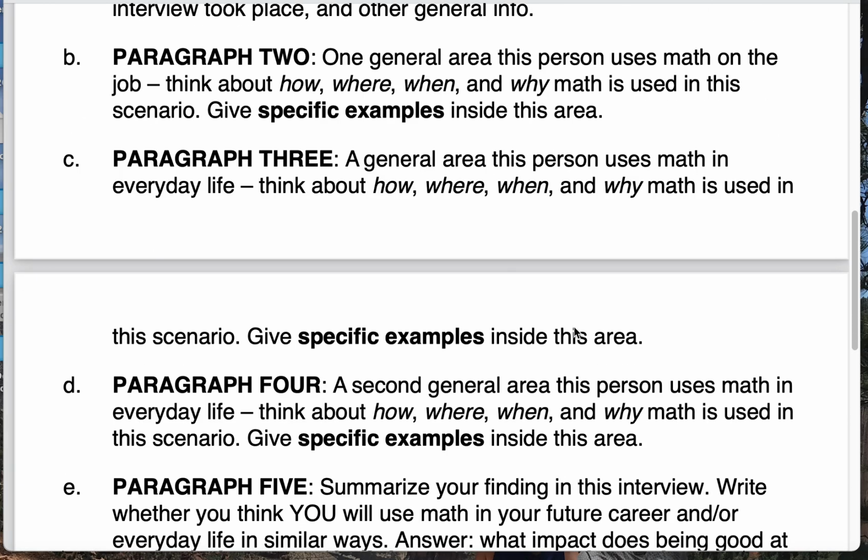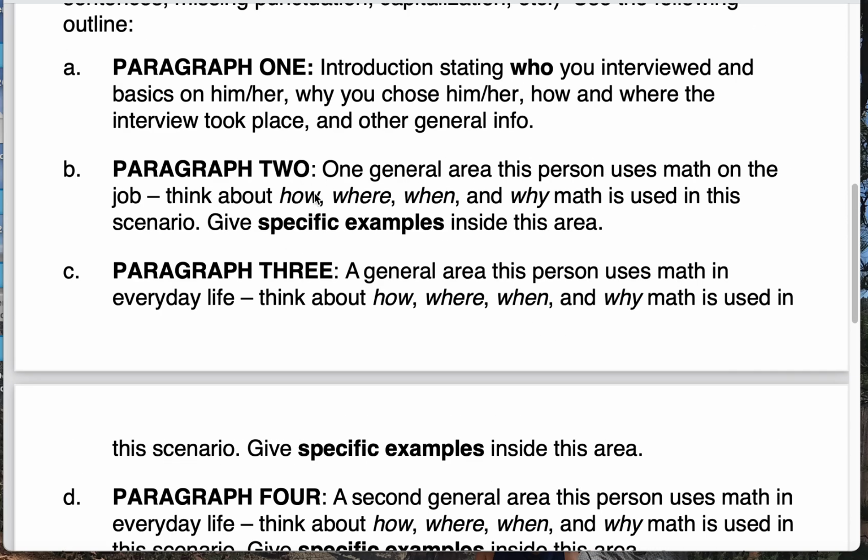Paragraph 2, 3, 4 are the main meat. Paragraph 2. One general area this person uses math on their job. Think about answering how, where, when, why math is used in this scenario. You don't go through and say how, where, when. Just make sure those are parts of it. Give specific examples inside this one area. Just one thing. Focus there.